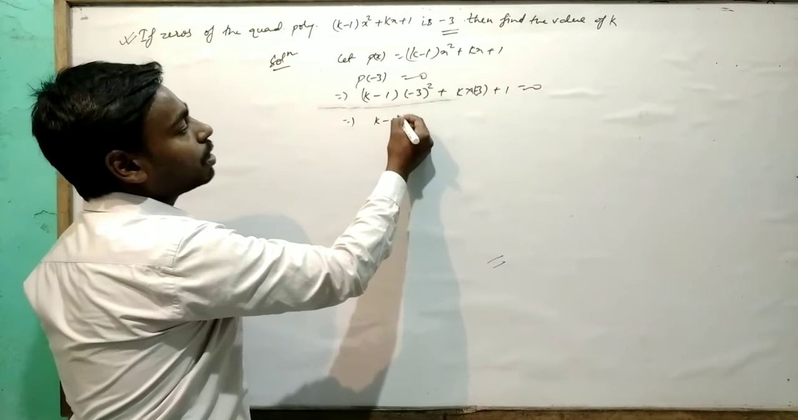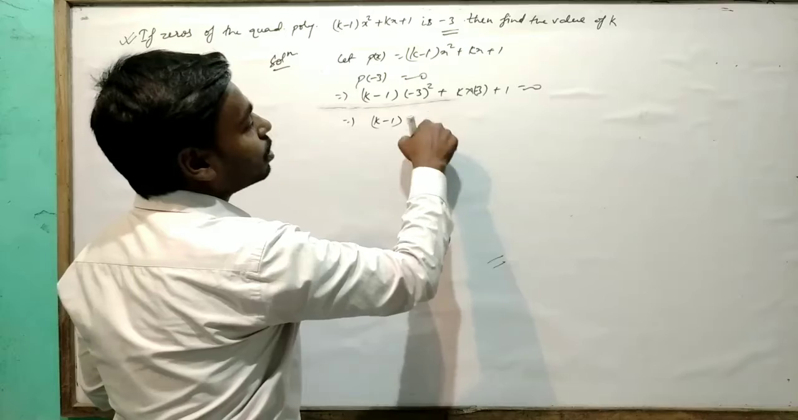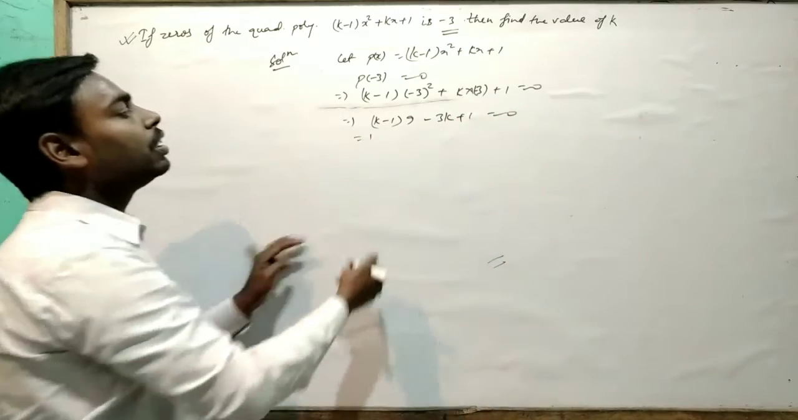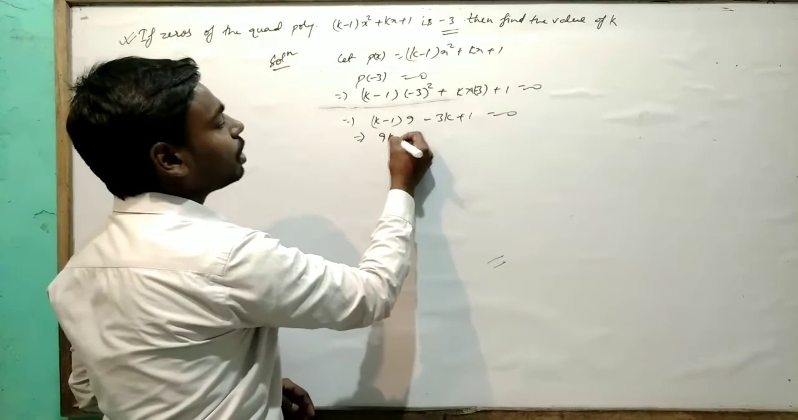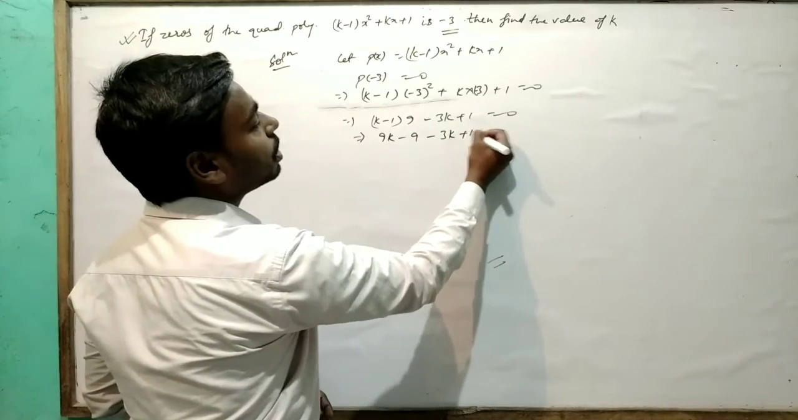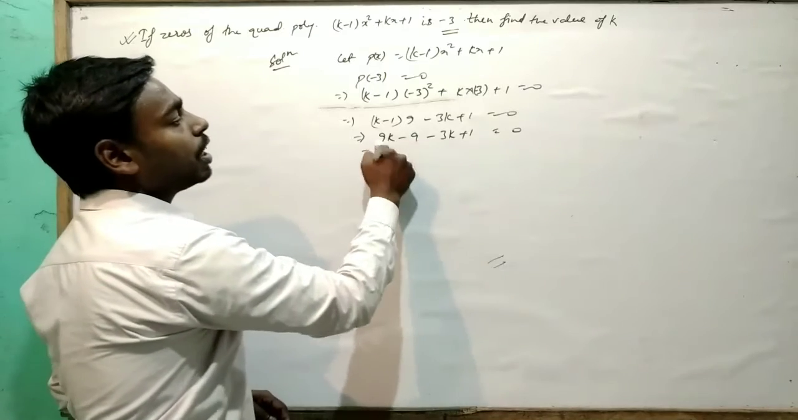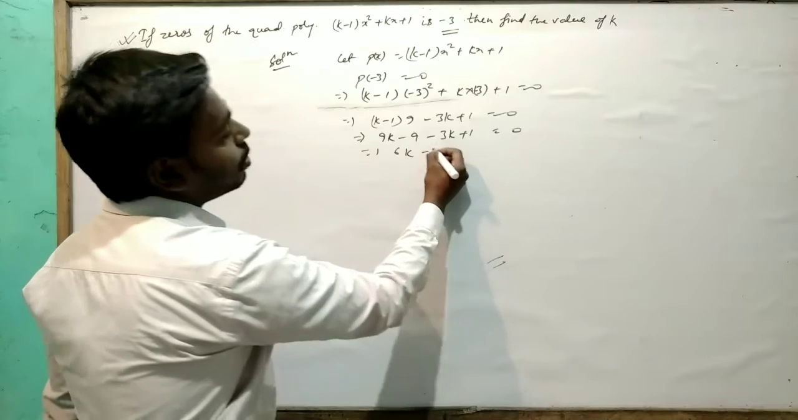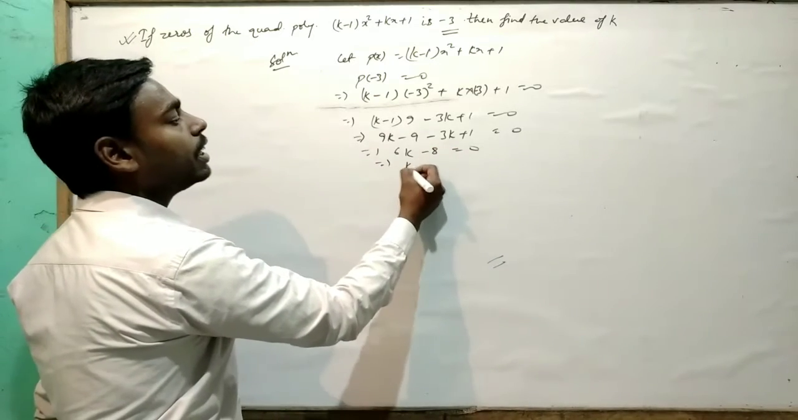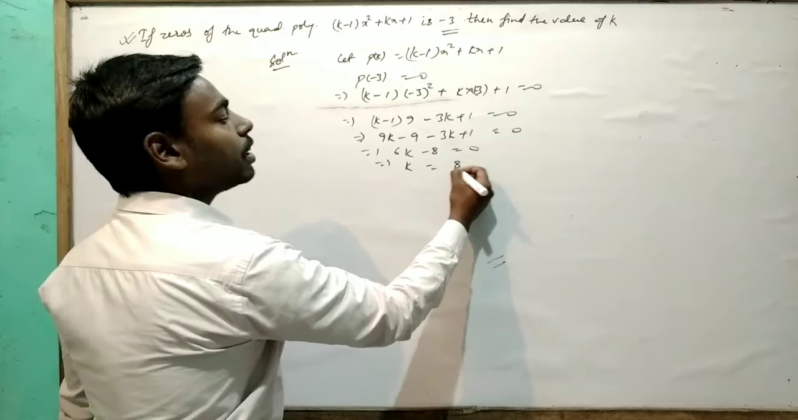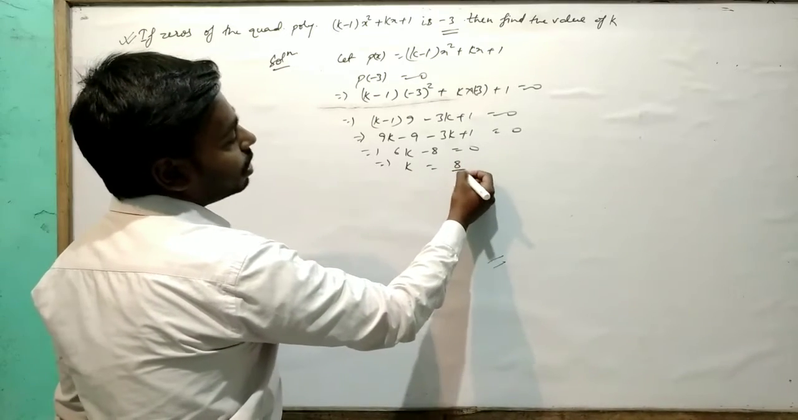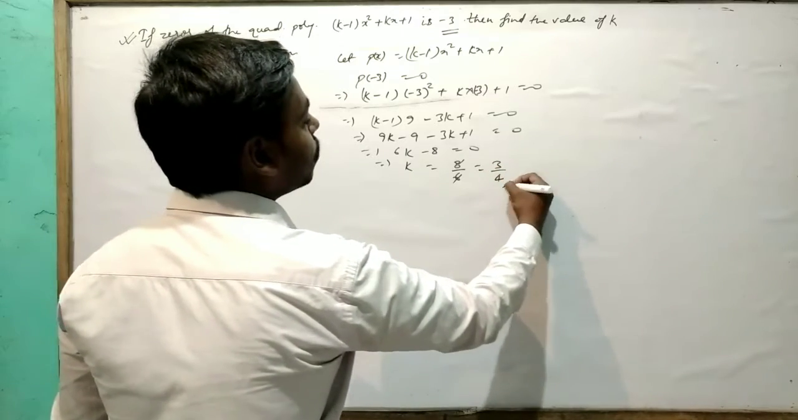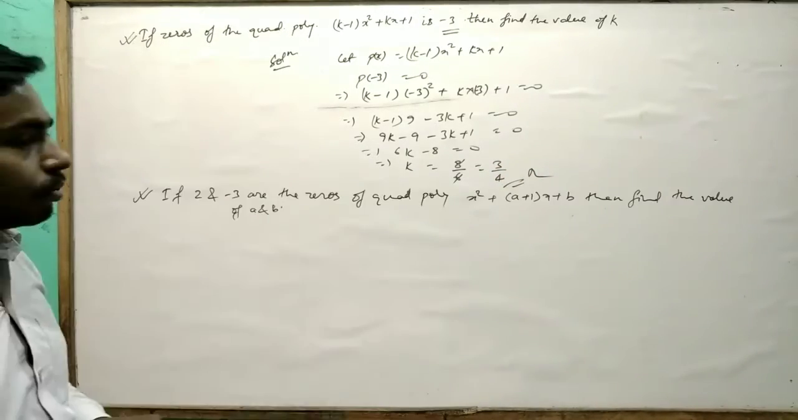Then (k minus 1) into 9 minus 3k plus 1 is equal to 0. Here 9k minus 9 minus 3k plus 1 is equal to 0. Now 9k minus 3k is 6k, and minus 9 plus 1 is minus 8, so 6k minus 8 is equal to 0. Then k is equal to 8 by 6, which is 4 by 3. This is the answer.